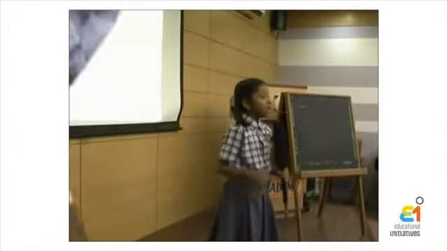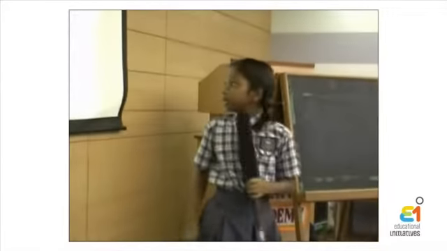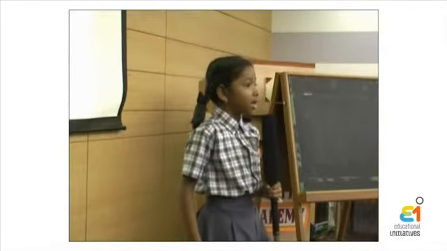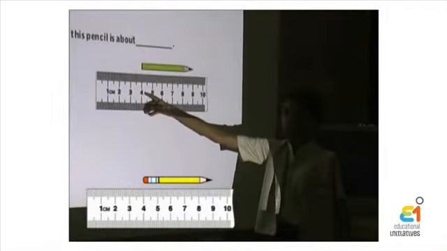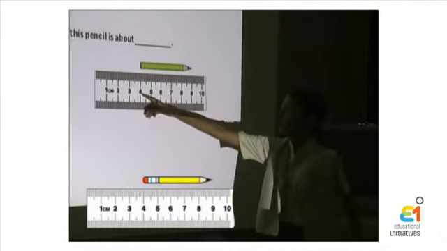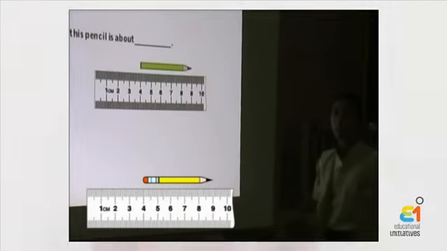The pencil point is on 6 centimeter. That's why I think it is C, the correct answer. This 4 will count as 1 and till 9 it will be 6. This is 1, 2, 3, 4, 5, 6.